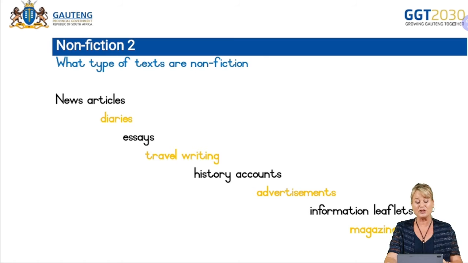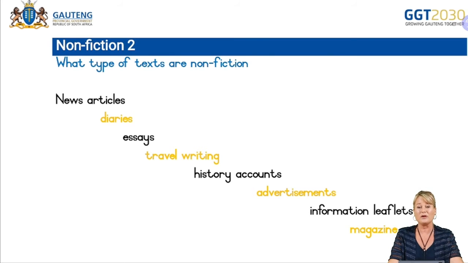Then you get history accounts. Those are very important. What happened back in history? If you want to find out about a World War I that was fought, or a World War II that was fought, you need to go and find out what those facts are. That's very important. So those are history accounts.